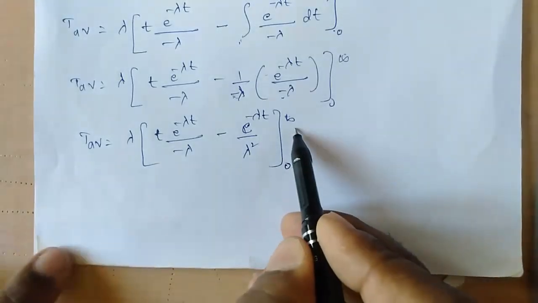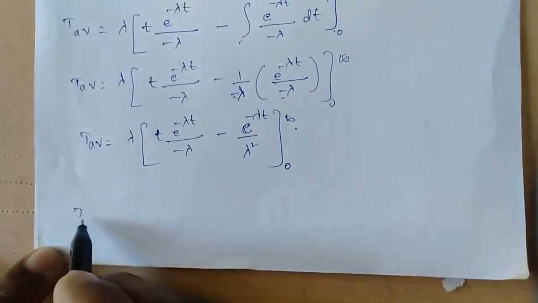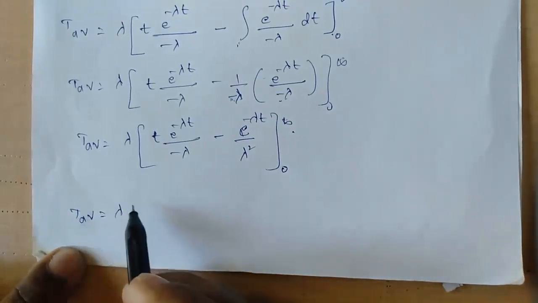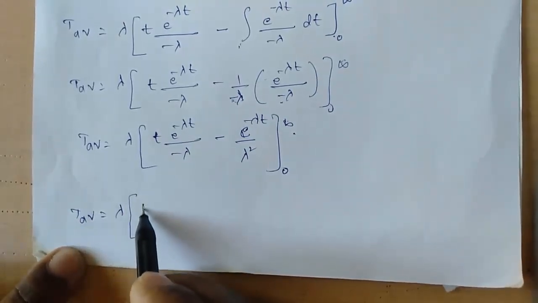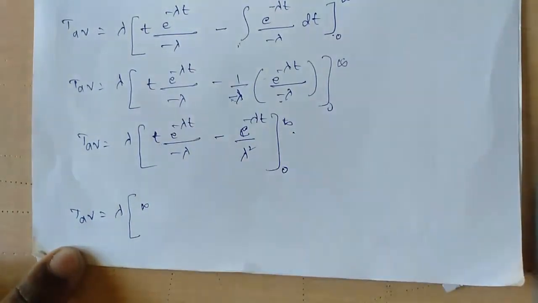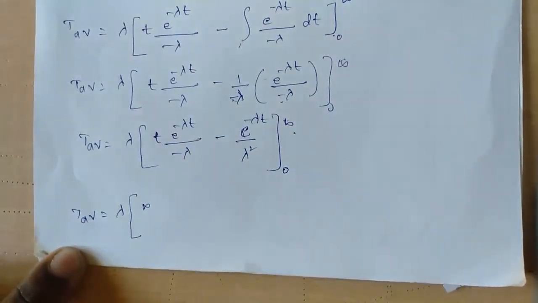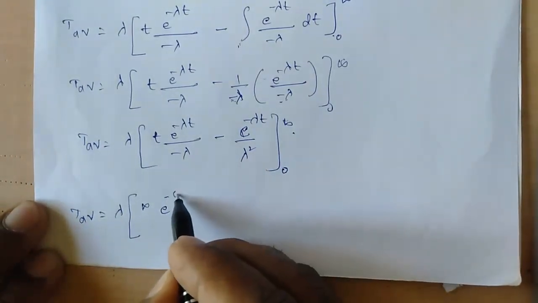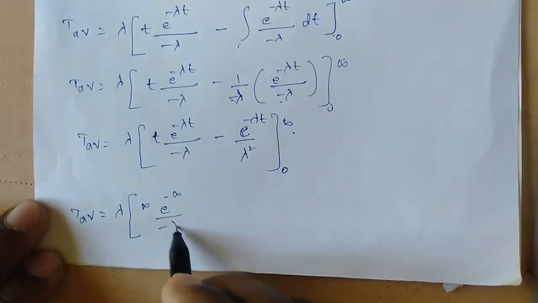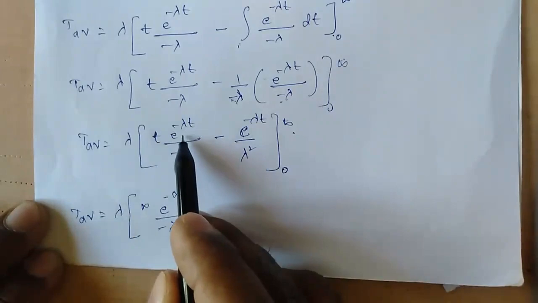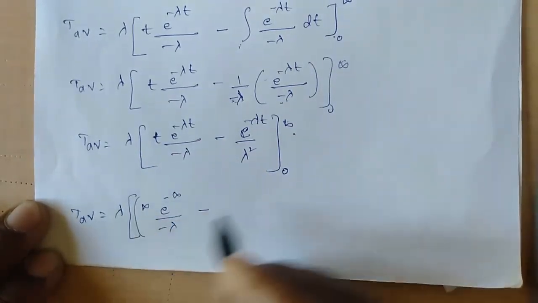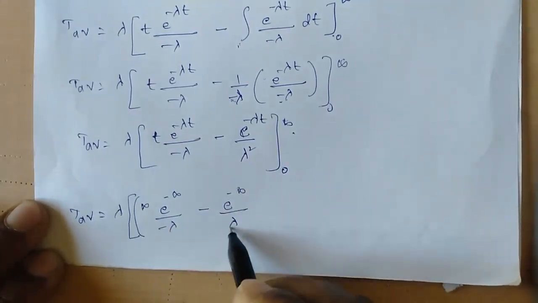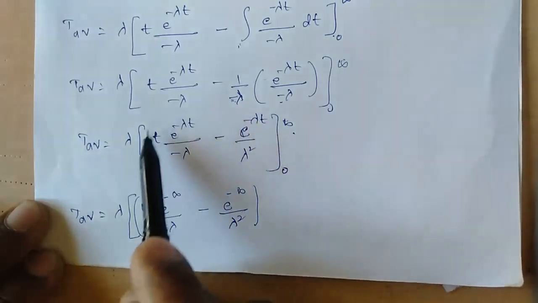Now substituting the upper limit first and the lower limit next, we get the expression for T average. T average is equal to lambda into t, taken as infinity because the variable is t, so we have to substitute the value of t as infinity. t e to the power of minus lambda into infinity will be infinity divided by minus lambda. For this we have substituted the value of infinity, minus, for this we substitute infinity e to the power of minus infinity divided by lambda square. So the upper limit we have substituted for this entire equation.